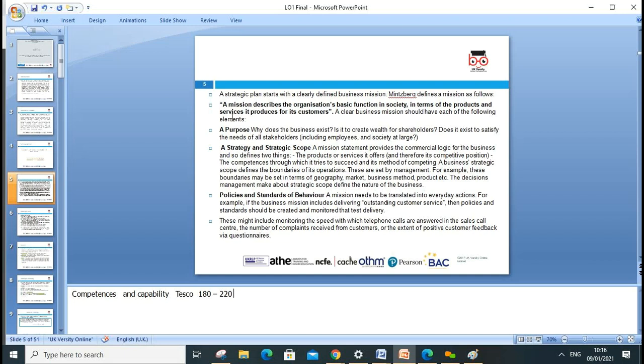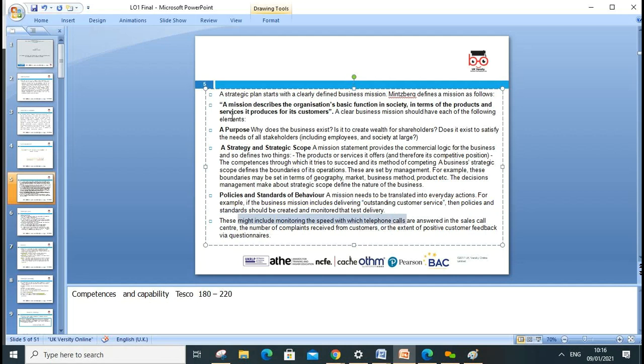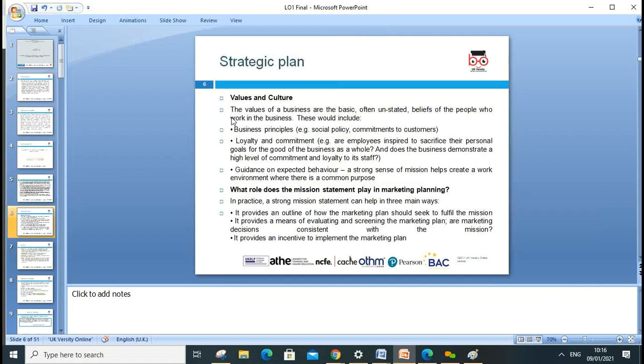For example, business missions include delivering outstanding customer service. Policies and standards should be created, monitored, and tested. These might include monitoring the speed of answering telephone calls or sales calls. We also need to reduce the number of complaints, and get positive feedback via questionnaires. All this we need to do.